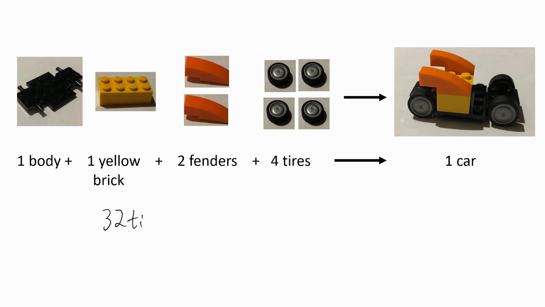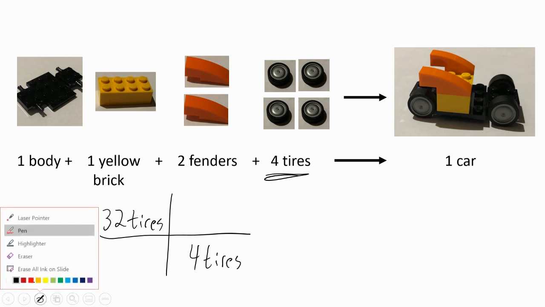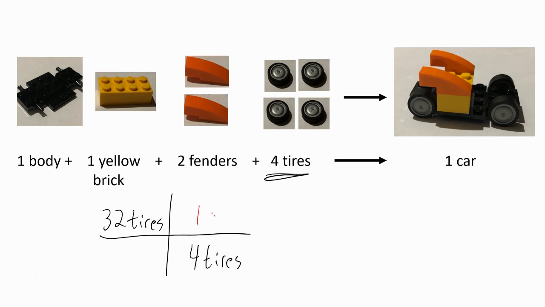And if you have 32 tires, how many cars can you make, right? How much product can you make? Well, there's four tires for every one car, right? This isn't rocket science. And so, therefore, that gives you eight cars, four into 32. You can make eight cars if you had 32 tires. All right. So that's not unlike a chemical reaction where knowing how many of these things you have helps you figure out how many products you make.